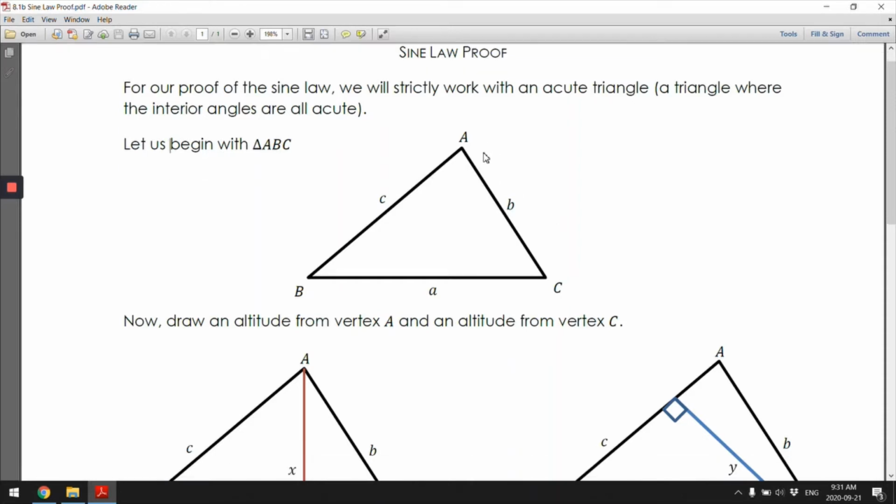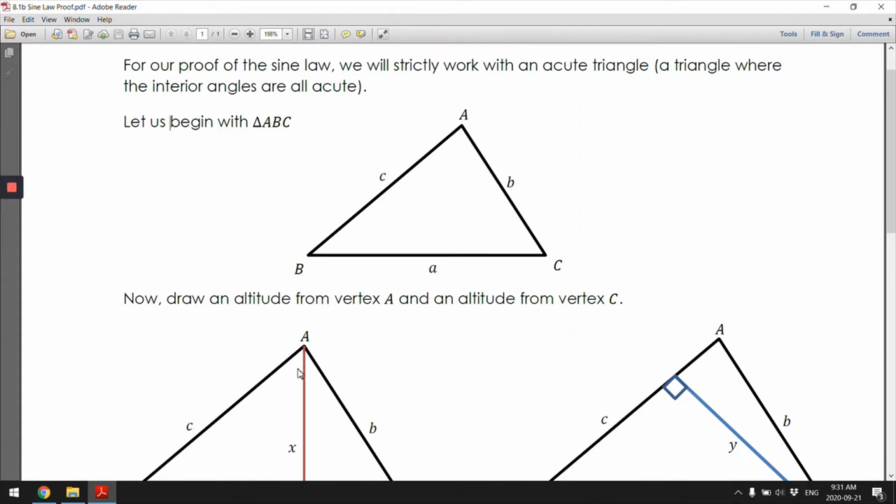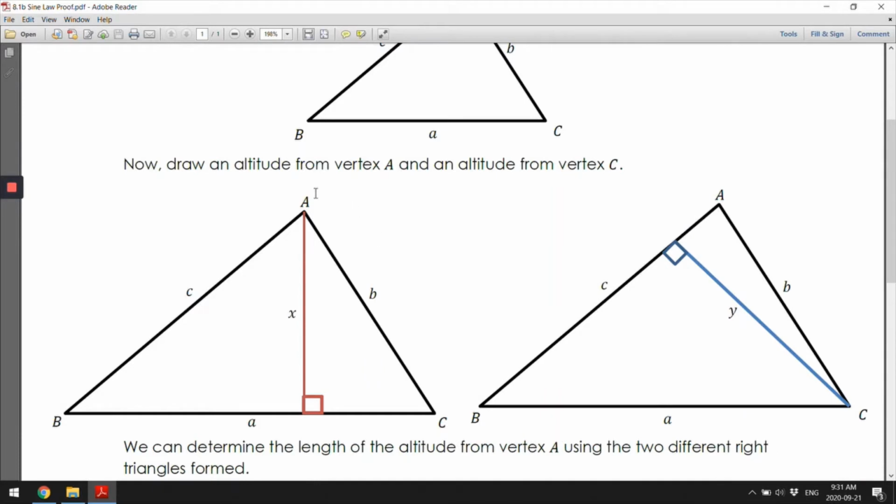We have triangle ABC, and what we are going to do is draw an altitude from vertex A and draw an altitude from vertex C. This is the same triangle; I just separated it because I didn't want the two altitudes to cause any confusion. I chose to draw an altitude from vertex A and vertex C, but you could easily draw an altitude from vertex B instead. Just a quick refresher, to draw an altitude, you start from the vertex, and then you join the opposite side at a 90-degree angle.